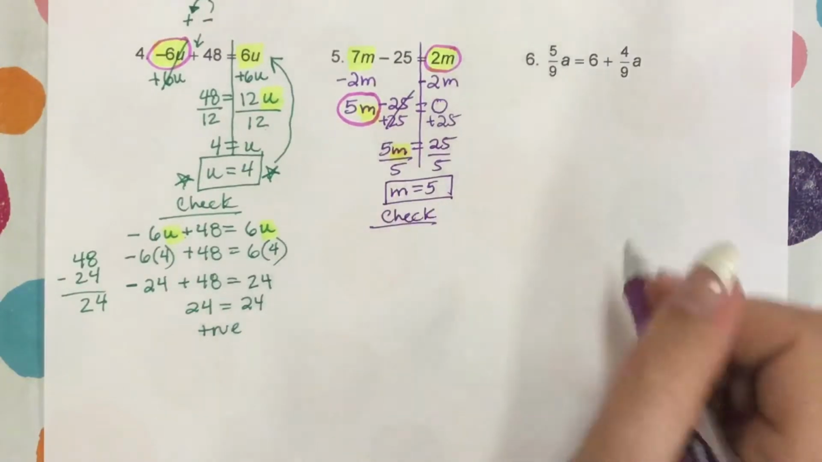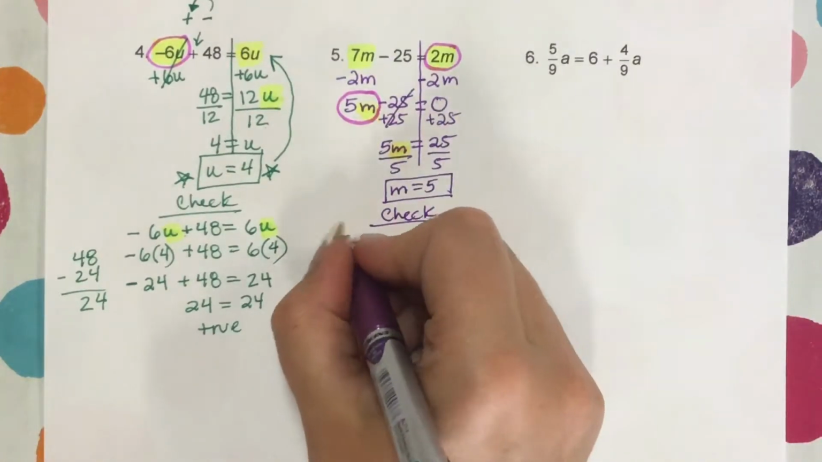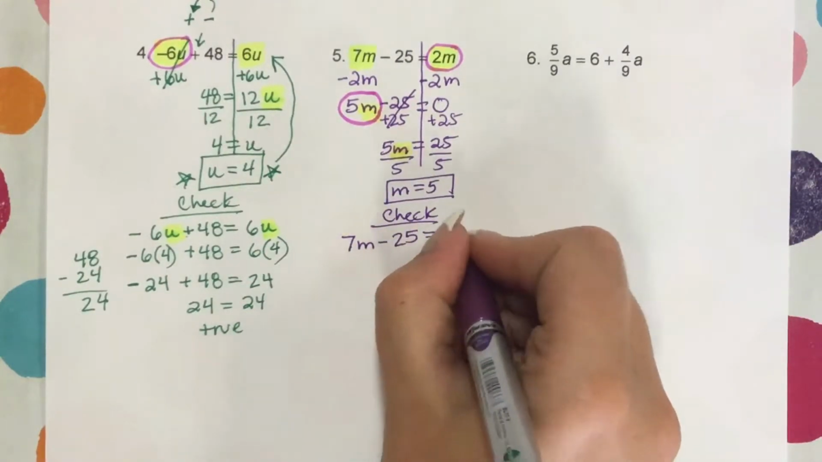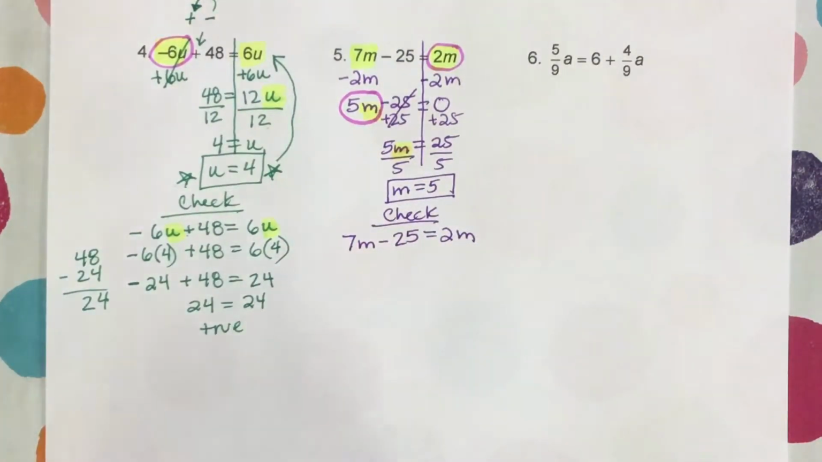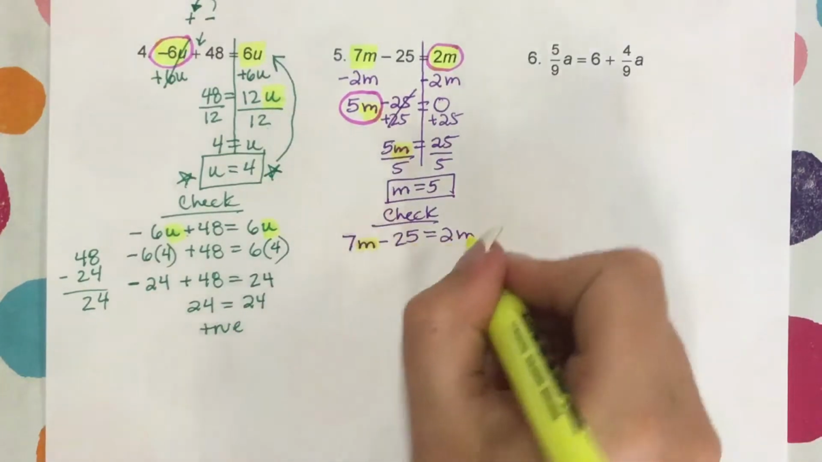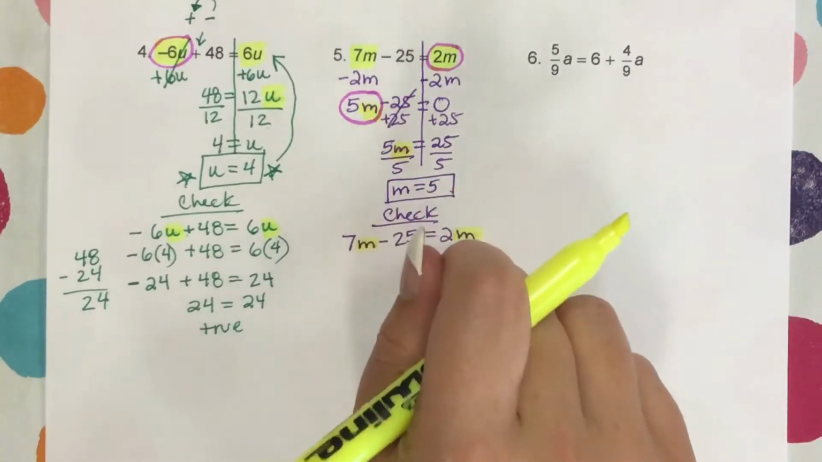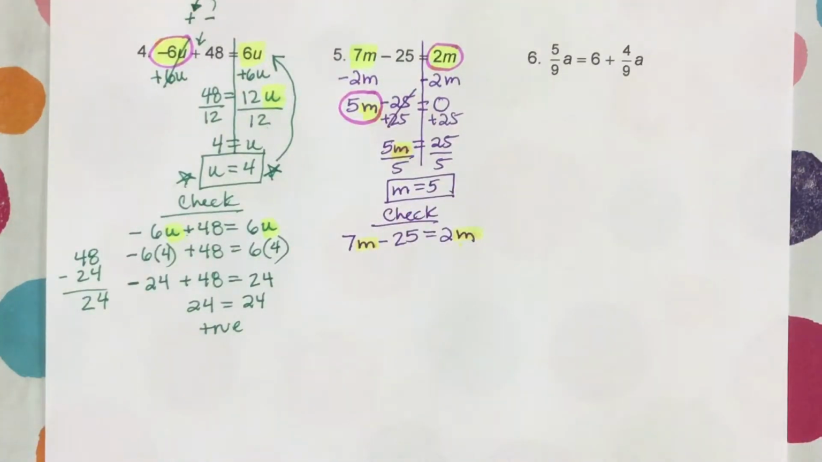So I write the word check. I write the original equation, 7m minus 25 equals 2m. And m is in two locations, right there and right there. So I need to make sure I substitute that 5 in here and also substitute that 5 into that m as well. So I'm going to do that.